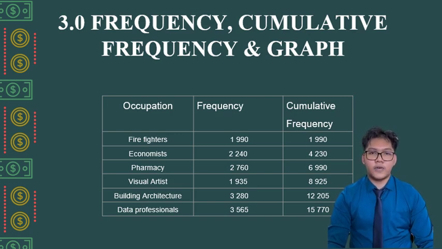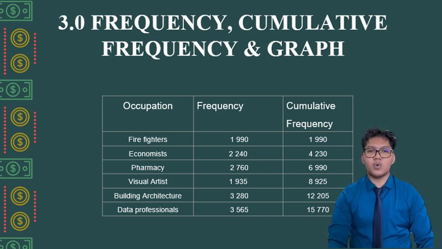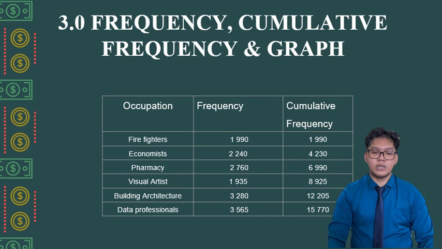For economist is 2,240. For pharmacy is 2,760. Visual artist 1,935, building architecture is 3,280, data professional is 3,565.